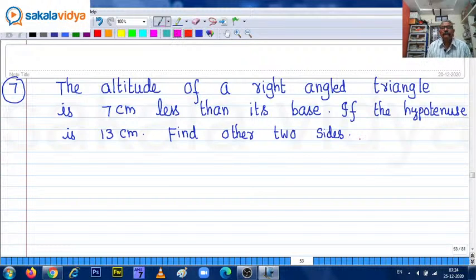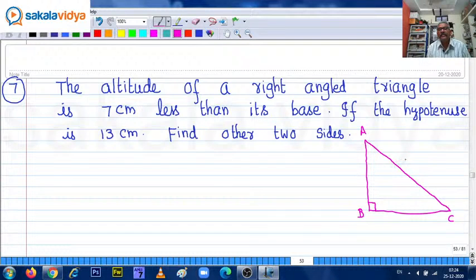So now this is the right angle triangle. It may not be up to the graph. Say A, B, C. This AB is known as height or altitude. This AC is the hypotenuse. Obviously this is 13 centimeters given.